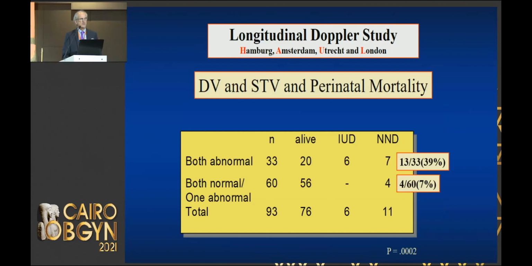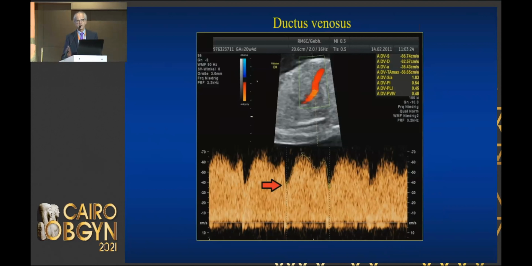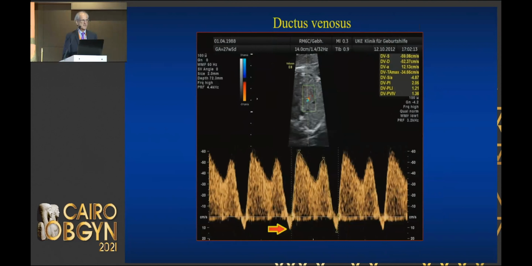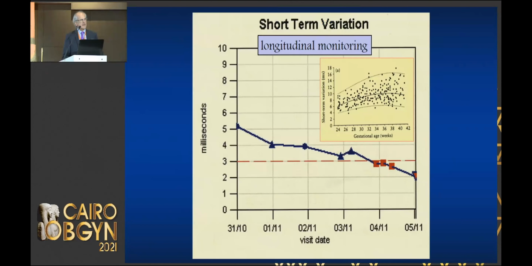So let's have a look at the ductus venosus. This is a normal ductus venosus with the lowest velocities during the cardiac cycle, but still high velocities during atrial contraction, whereas this is a severely abnormal ductus venosus with reversal of flow during atrial contraction due to increased end diastolic ventricular pressure. And the other parameter, the short-term variation, is something you cannot estimate or measure just by eyeballing the CTG trace. You can do that with decelerations, of course, but you cannot calculate the short-term variation. You need a computer for that.